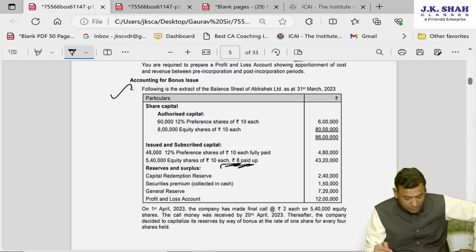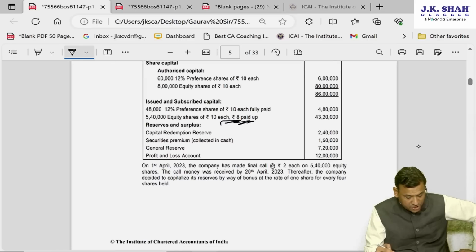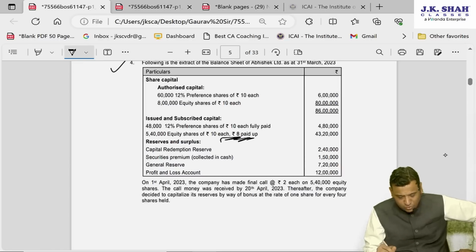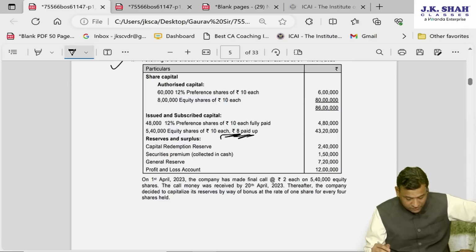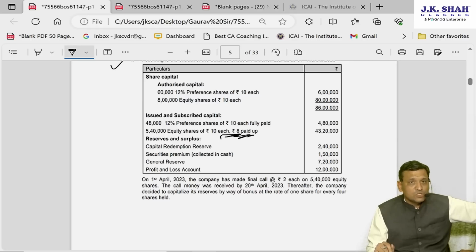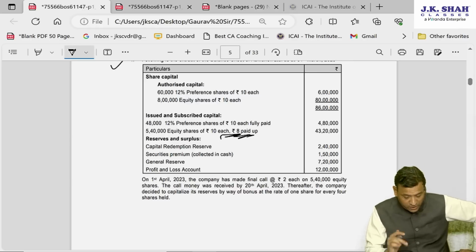On 1st April, the company has made a final call of rupees 2 each on 5,40,000 equity shares. The call money was received by 20th April. Thereafter, the company decided to capitalize the reserve by way of bonus at the rate of 1 share for every 4 shares held. I don't think any challenging stuff is there. You are making your shares fully paid up, which is very much a prerequisite before you go for any bonus issue. All your shares should be fully paid up.